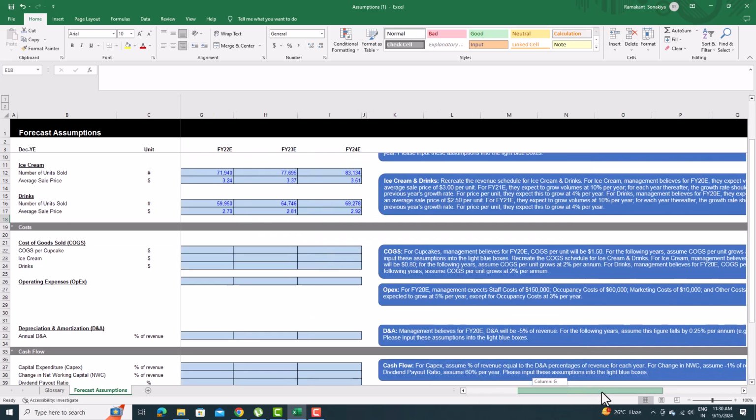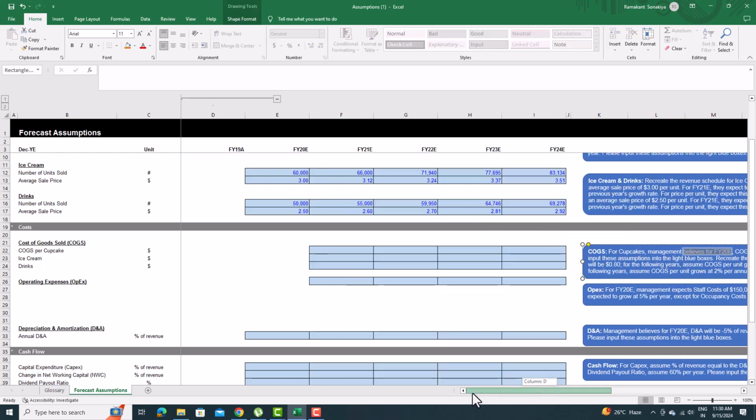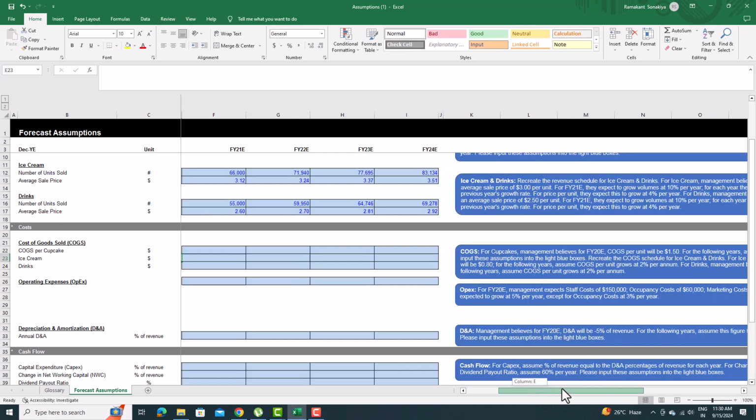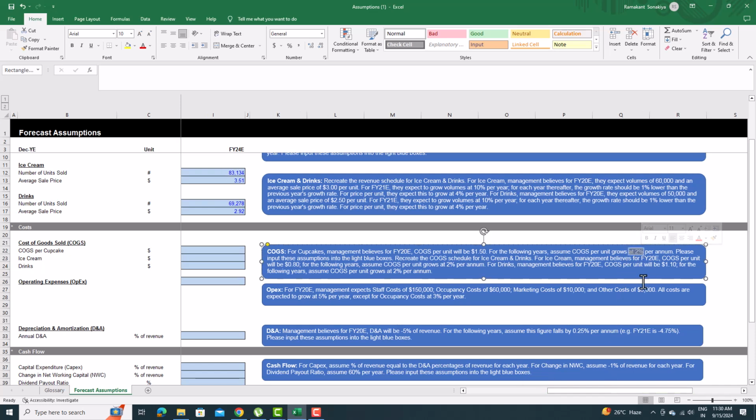For cupcakes, for FY20E, COGS per unit will be $1.50. For ice cream, for FY20E, COGS per unit will be 80 cents. For drinks, COGS per unit will be $1.10. For the following years, assume COGS per unit grows at 2% per annum for cupcakes, ice cream, and drinks.